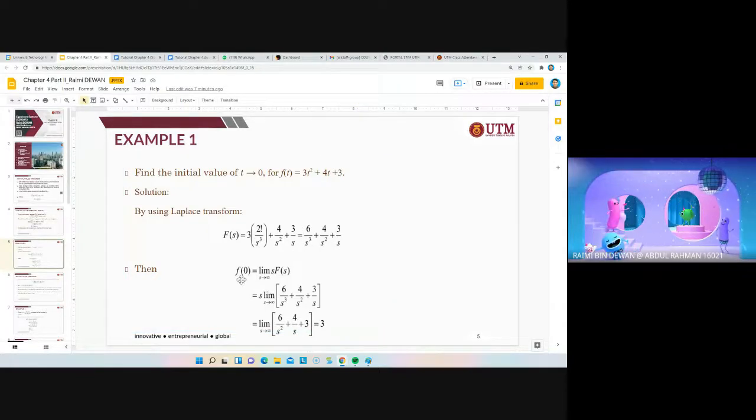Okay, then f(0) is the limit as s approaches infinity. You have this, then you just let s approach infinity. Okay, 6 over s, with s infinity, is 0, right? 4 over infinity is 0, so that's why you end up with only 3.